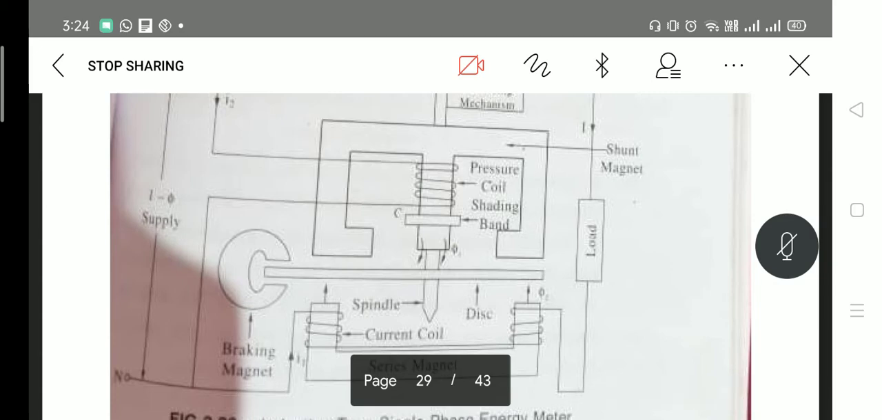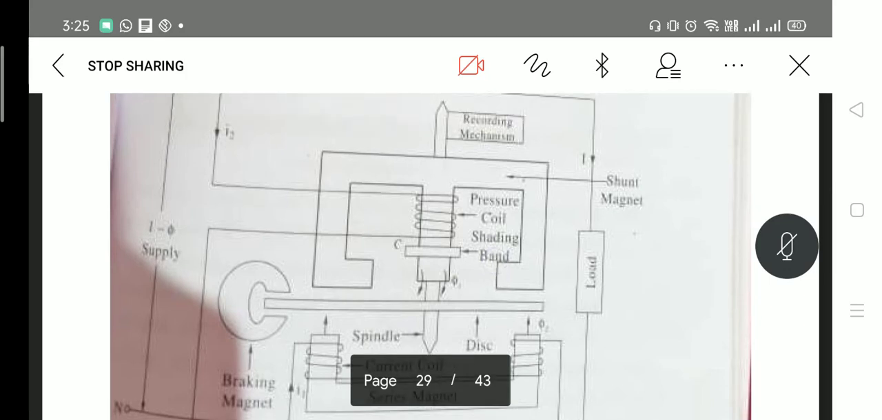The pressure coil's both ends are connected to the single phase supply, and the current coil is connected to the primary side, and on the secondary side we connect the load. Here one spindle is connected, and one aluminum disc is also connected, and this is the permanent magnet, which we call the braking magnet. Here this is the registering mechanism.